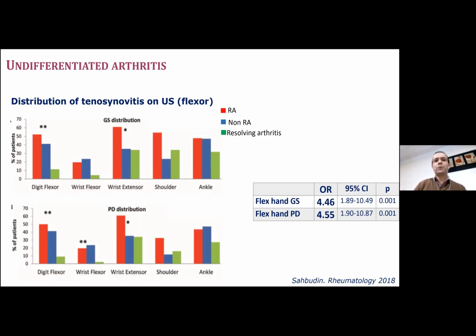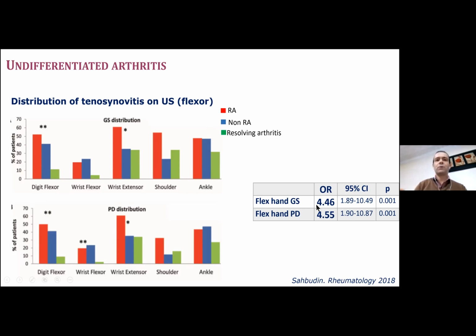And they have tried to find out which kind of ultrasound signs can predict, among these 107 patients, the evolution to an established rheumatoid arthritis. They have explored flexor tendons and found that the presence of a grayscale or a PD flexor hands tenosynovitis increased by 5 the likelihood of getting rheumatoid arthritis at 18 months.